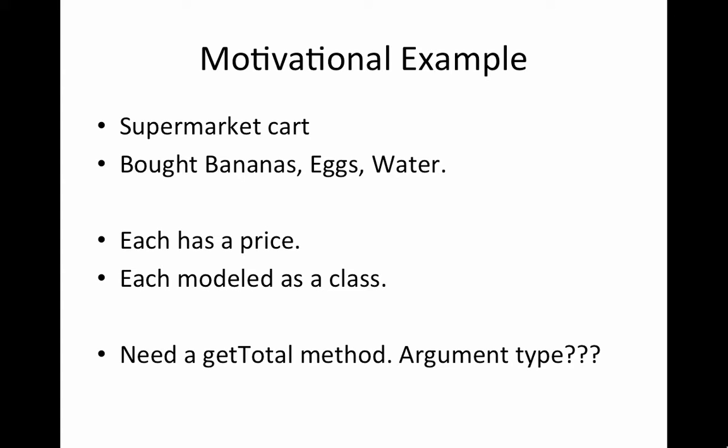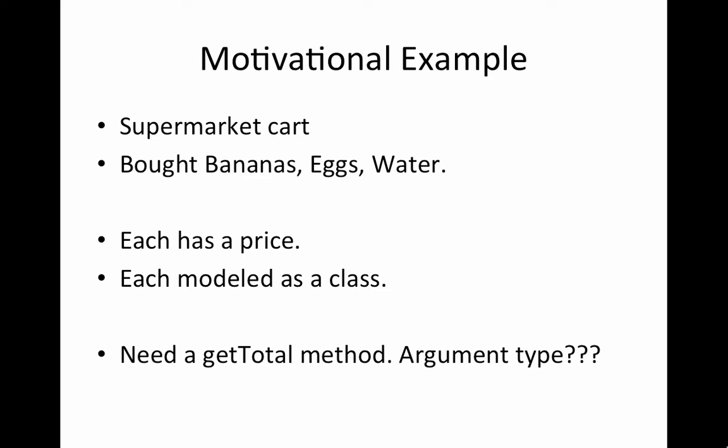We want to have three classes: the bananas, eggs, and water class. Each of these classes will represent a supermarket cart item, so each of them has a price. However, all of them are quite different items. We calculate the price for bananas differently from a dozen eggs or a bottle of water. So each of these classes will have its own getPrice method, for example, that will tell us how much we should pay for a particular item.